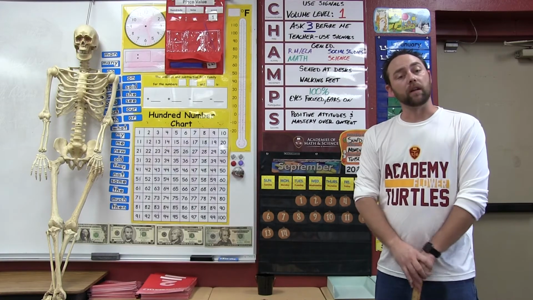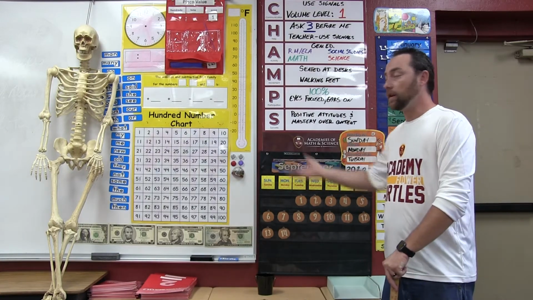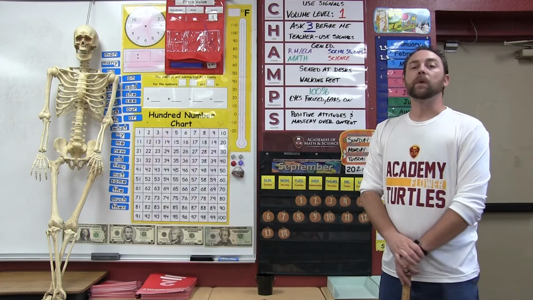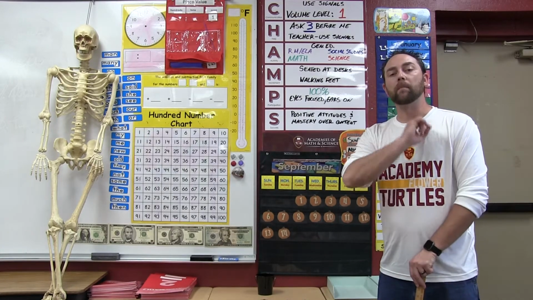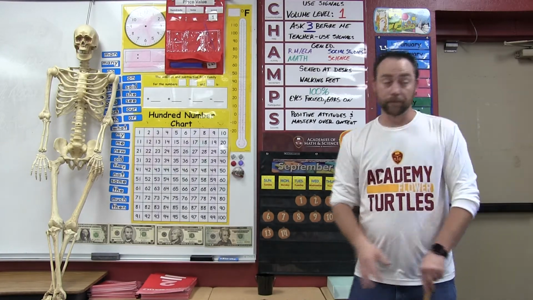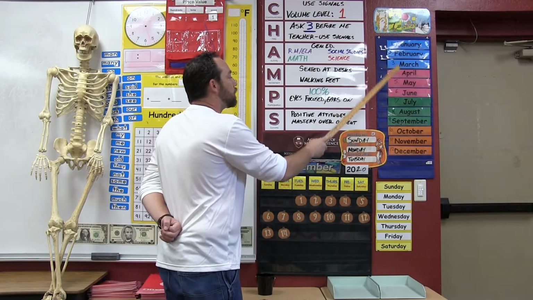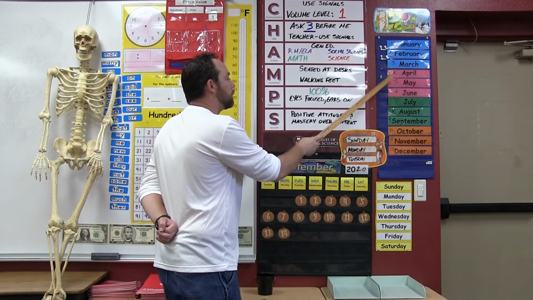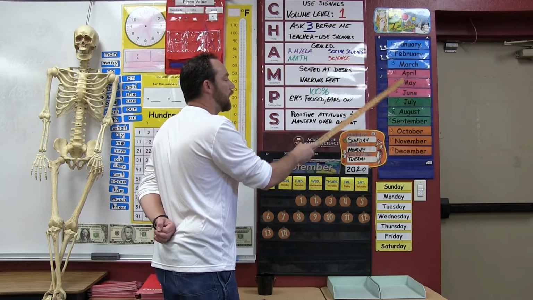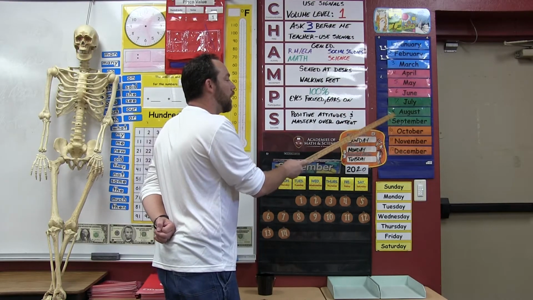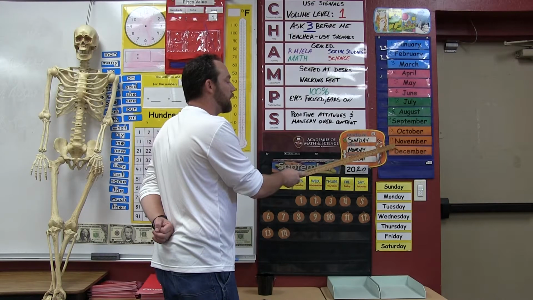Let's go ahead and start our lesson off with our calendar and then counting. Please follow along as we do our 12 months of the year song. Here we go. January, February, March and April, May, June, July and August, September, October, November, December.